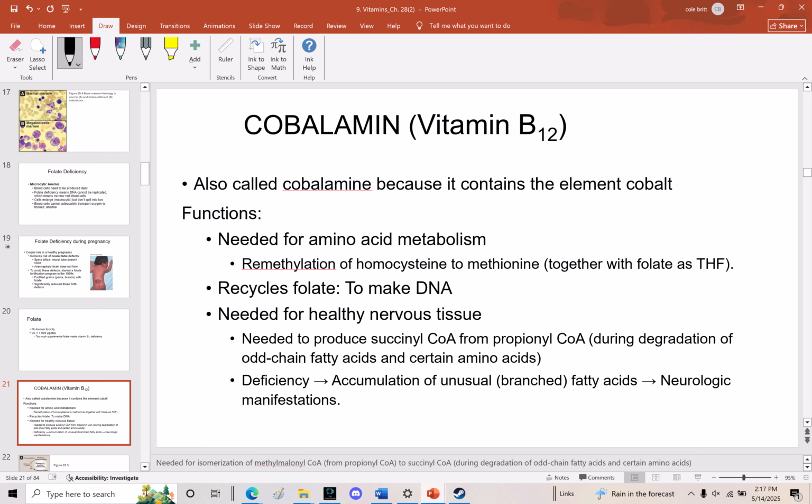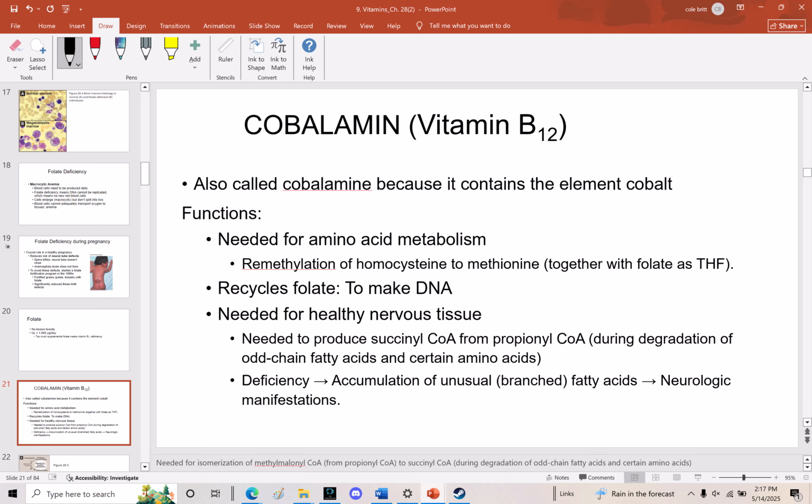Remember, we needed both folate and B12. To make homocysteine into cysteine, you need B6. So we'll talk about that when we get to B6. But you need folate and B12 in order to recycle methionine, in order to make methionine from homocysteine. You also need B12. So again, B12 recycles folate. So without B12, you can't make DNA either. So folate is so important. But without B12, you can't recycle it.